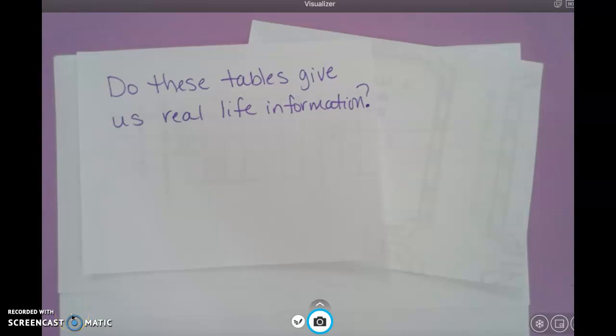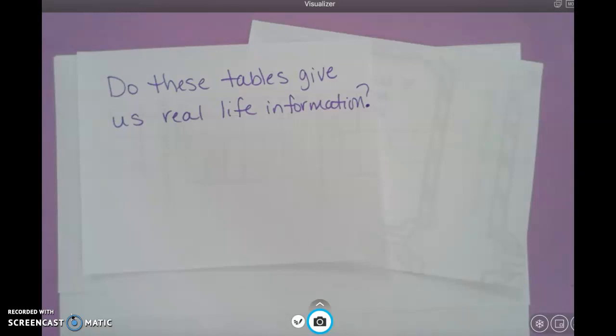Today we're still going to be thinking about tables, and you may be thinking, do these tables give us real life information? Kind of like, what's the point? Well, they do kind of tell a story, and we're going to look at today what story they tell and mathematically what's going on within that story.